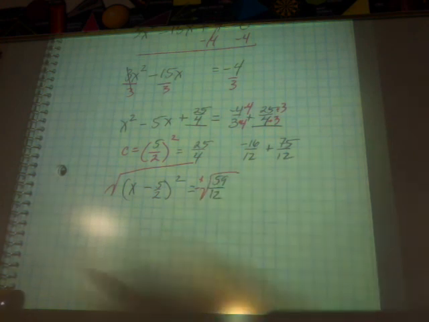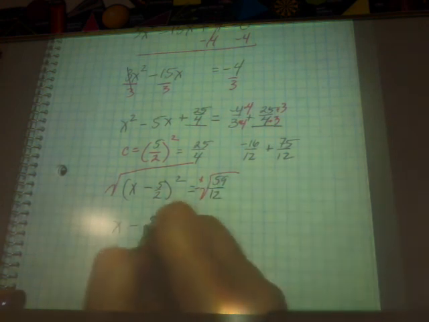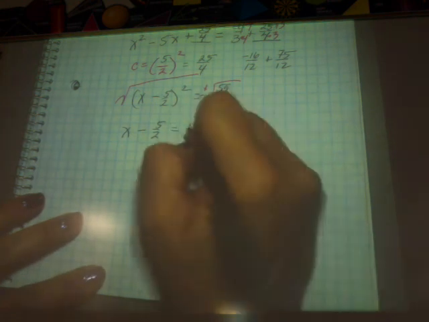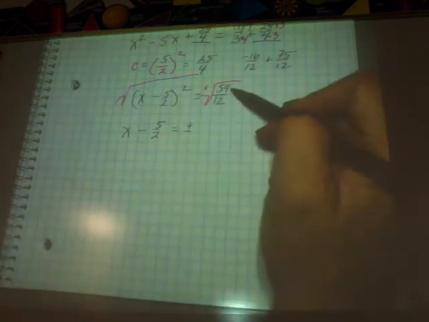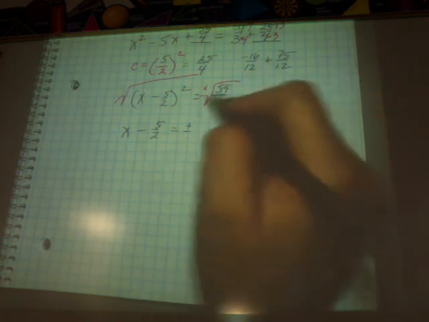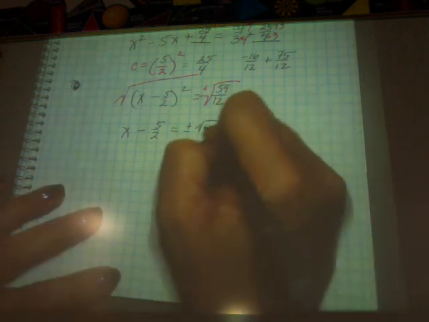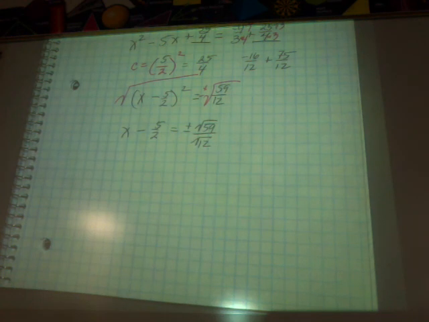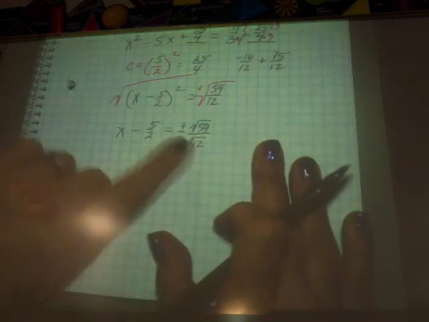So on the left, I get x minus 5/2, right? Equals, and this is about as hairy of a problem as you would get, plus or minus, can you take the square root of 59? No. What kind of number is that? Prime. It's prime. So I'm going to split this up, square root of 59 over the square root of 12. Can you have a square root in the denominator? No. Can I simplify that? Yes. So off to the side, I'm going to rationalize this and simplify it.